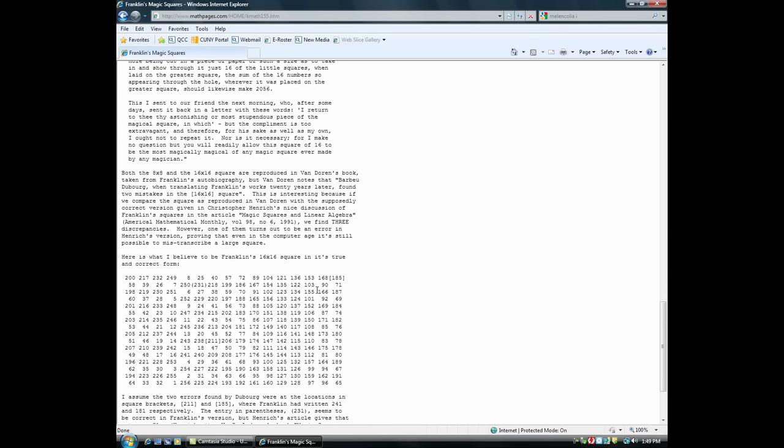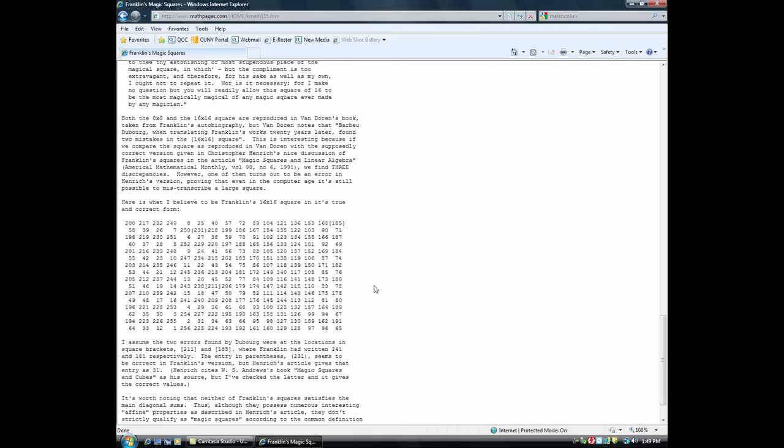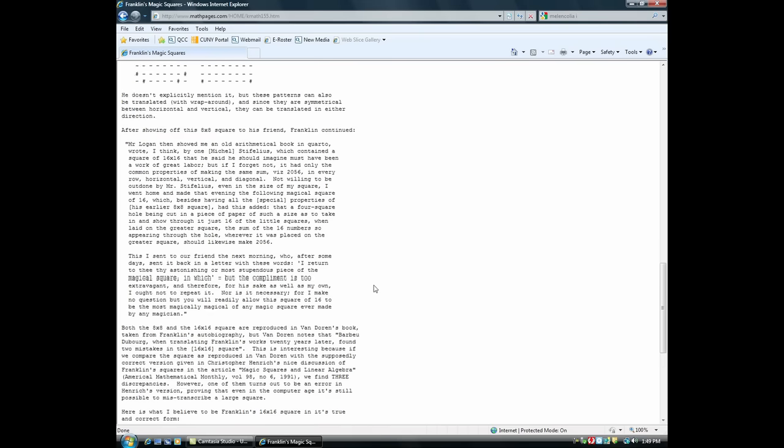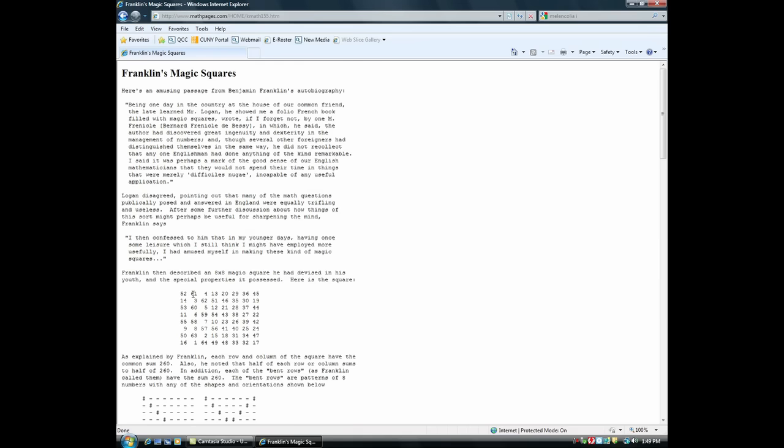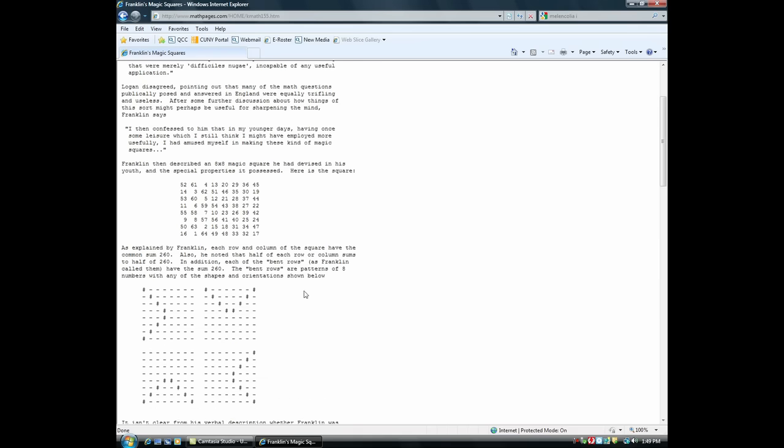Then he made a 16 by 16 magic square. That I did not check if it's true or not, but the 8 by 8 isn't. Mr. Brown stops here. He says, 8 by 8 is okay. And although it's not a true magic square, he uses it. So now he calls these bent rows and stuff like that.